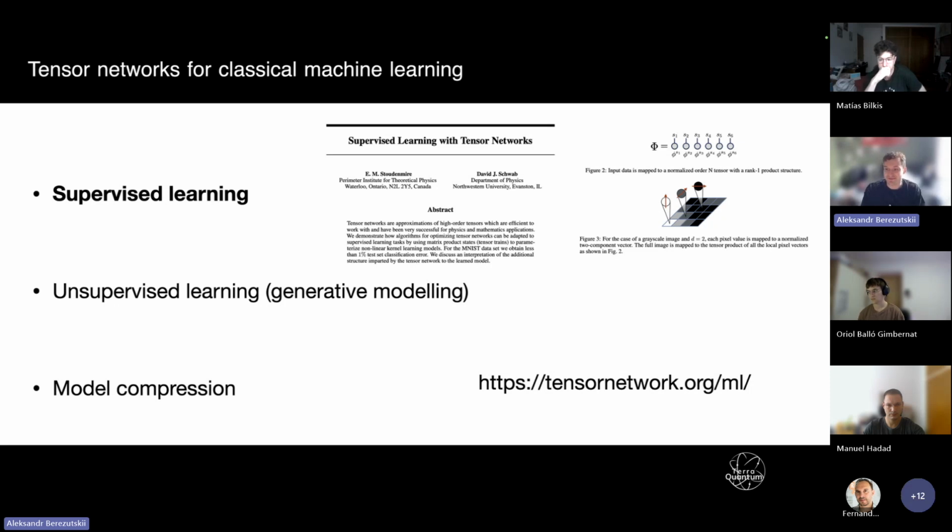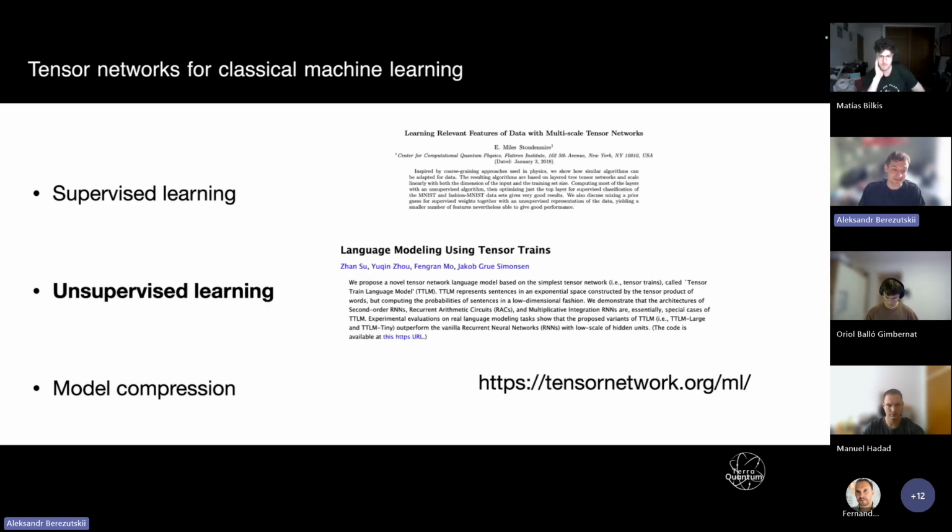I think they were super happy that they took matrix product state from condensed matter physics, and then they were able to classify digits with it. And then also people did similar things in the unsupervised learning realm. For example, the one I mentioned is people did RNN type modeling of language, or there was a paper also from Miles where they compute the data features, an unsupervised learning paradigm, to learn features of data.